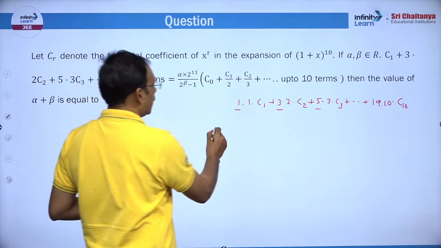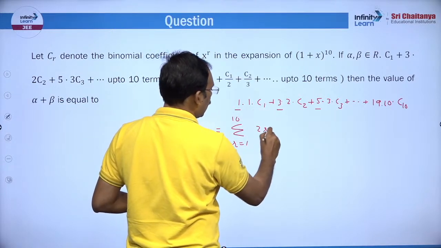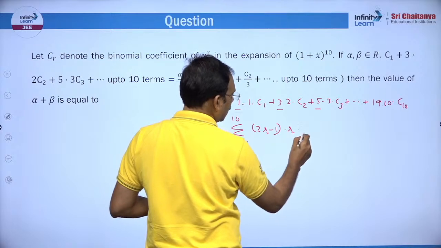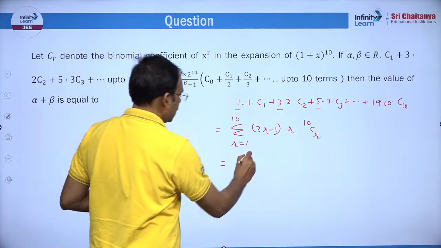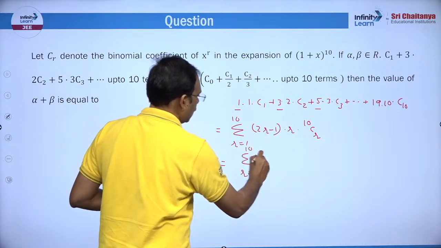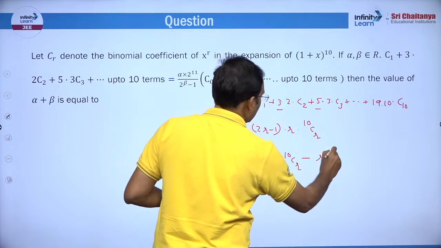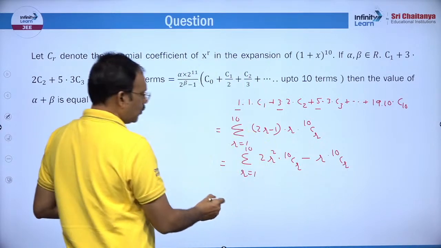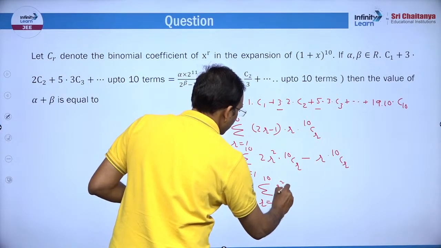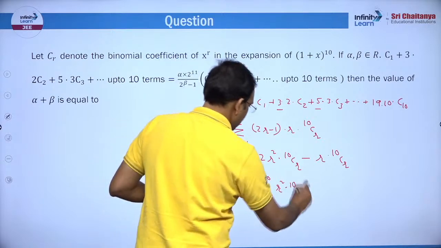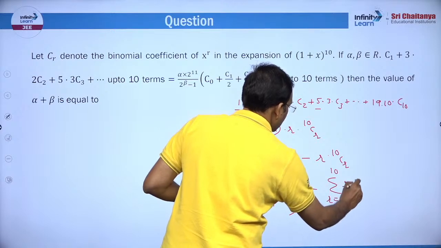You can observe it is like sigma r equal to 1 to 10, 1, 3, 5 means (2r minus 1) into r into 10Cr. This is the point. You can write it like, friends, sigma r equal to 1 to 10, 2r square into 10Cr minus r into 10Cr. You know how to compute this? It is 2 into sigma r equal to 1 to 10 r square into 10Cr, this one, minus sigma r equal to 1 to 10 r into 10Cr.